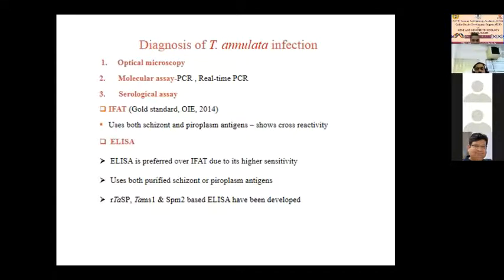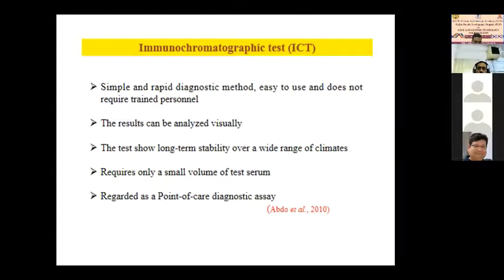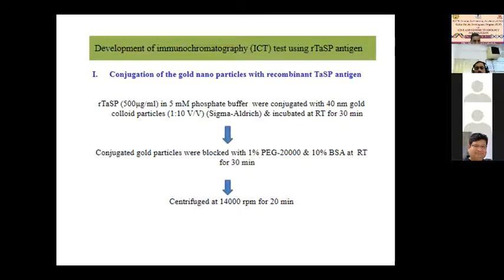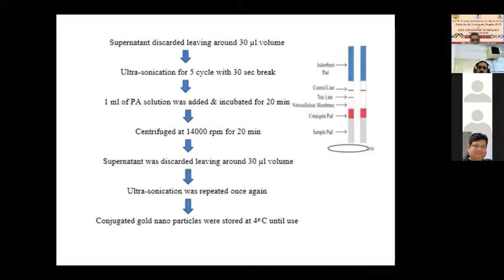Now, this is the most recent work that we are talking about. With only 2.5 months of work, we have been able to diagnose this Theileria annulata infection. Next, please. Here we have used the recombinant protein, the Theileria surface protein. The format is similar: the same protein G is coated on the test line, and then the antibody against that recombinant protein was coated. So next, please.